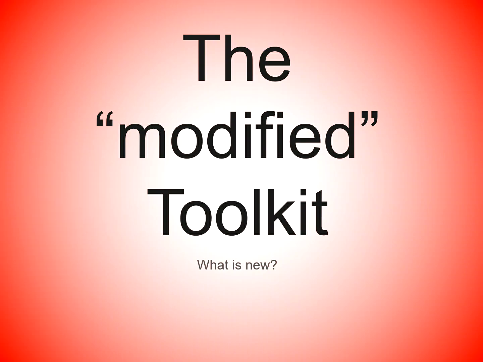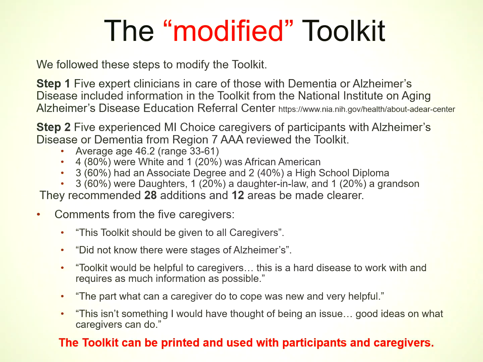So how did we modify the toolkit? We followed these steps to modify the toolkit. In step 1, 5 expert clinicians in care of those with dementia or Alzheimer's disease included information in the toolkit from the National Institute on Aging Alzheimer's Disease Education and Referral Center. In step 2, we asked 5 experienced My Choice informal caregivers of participants with Alzheimer's disease or dementia from Region 7 Area Agency on Aging to review the toolkit.